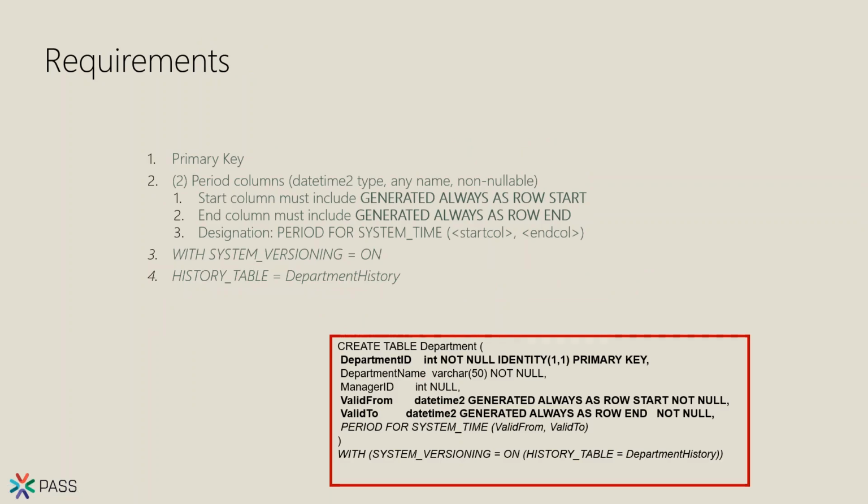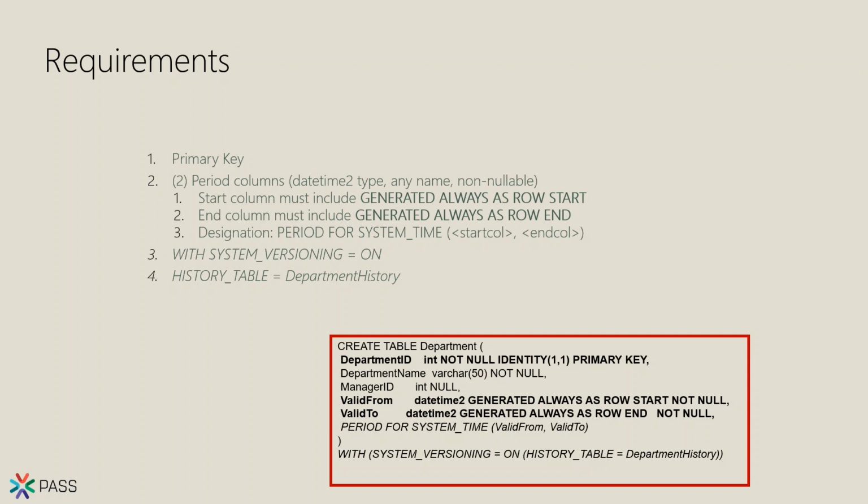Jumping right into it, the requirements for setting up a temporal table are as you see here. First and foremost, we need a primary key on the table. And second, we need two period columns that need to be the datetime2 type. We can give them any name we want, and we must make them non-nullable. This is going to be used for tracking when the record goes into existence, and likewise when it goes out of existence, meaning it is no longer valid or it has been updated.